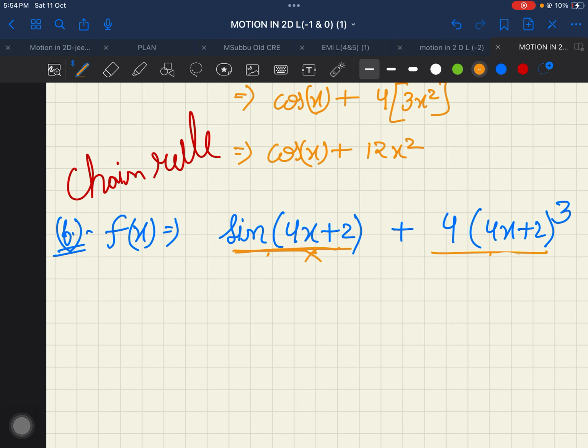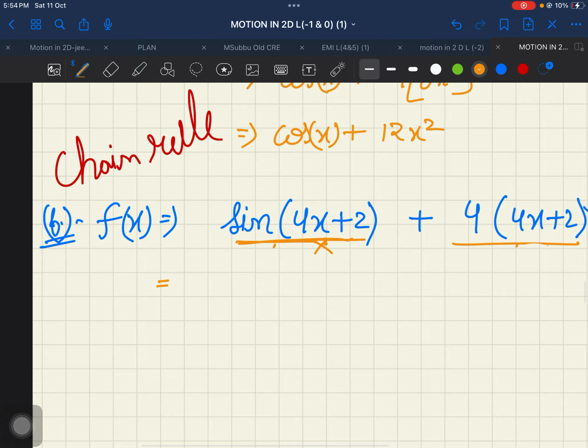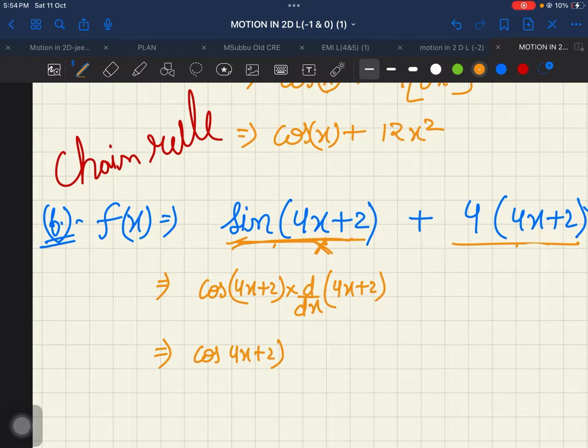Now let me do it with the marker here. So the differentiation of sin of 4x plus 2 is cos of 4x plus 2, in which you have considered this 4x plus 2 as x. So you have to multiply by the differentiation of 4x plus 2. What is the differentiation of this 4x plus 2? We have cos of 4x plus 2 over there, and into the differentiation of 4x, which is simply 4, and the differentiation of 2 is 0. So it is nothing but 4. So the differentiation of this is 4 cos of (4x plus 2).